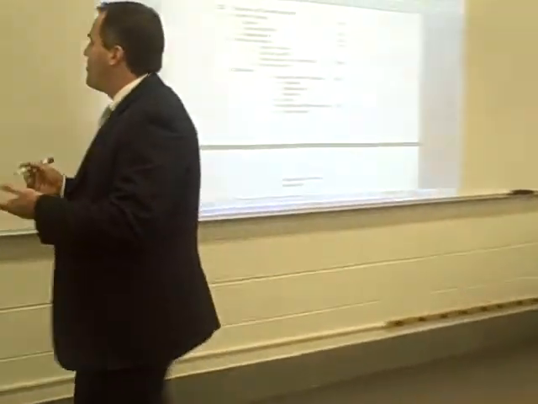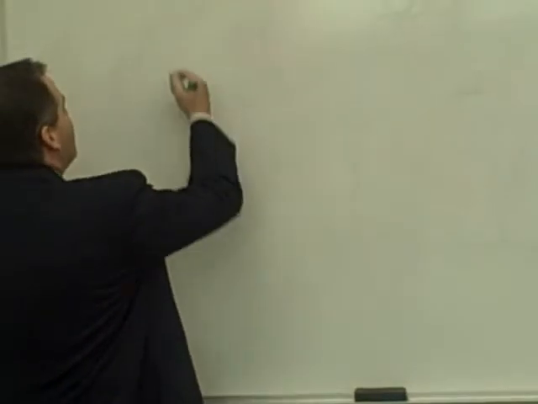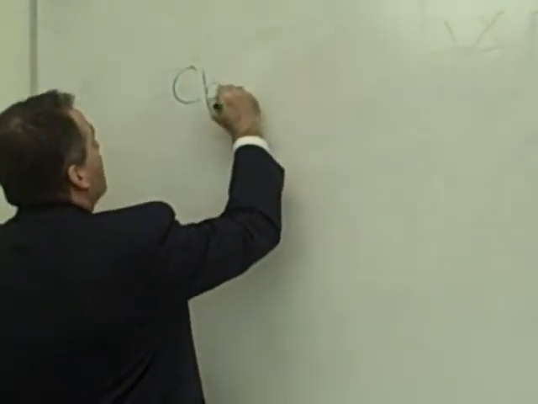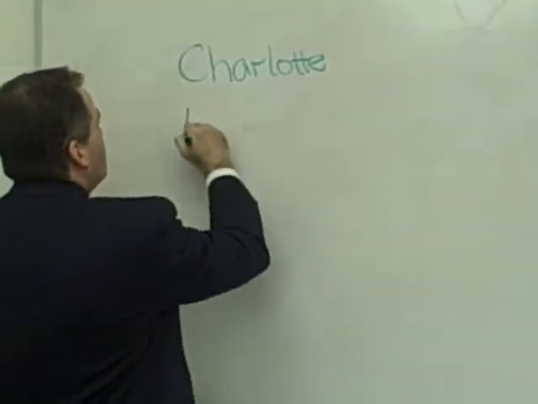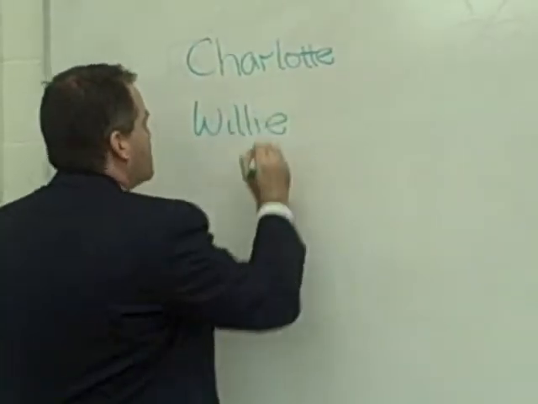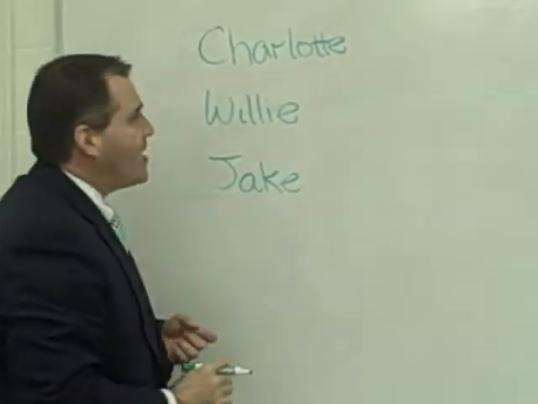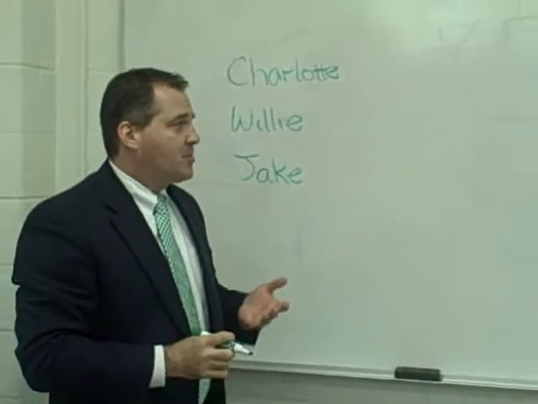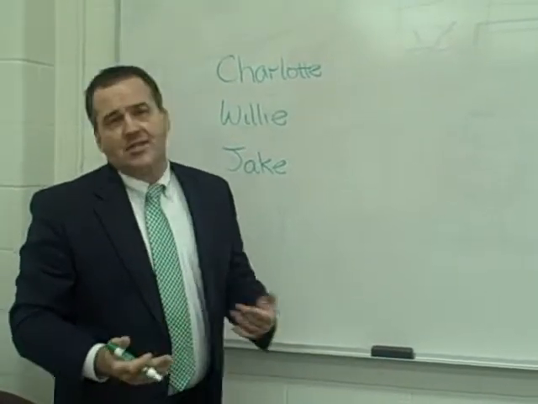Let's say, for example, that we've got 3 people that are running for office. I don't know, we've got Charlotte that's running for office, we've got Willie that's running for office, and in fact, we've got Jake that's running for office. Now, in a single-member district, basically the idea is that the person that gets the most votes wins the election.